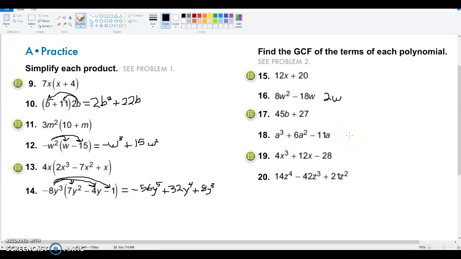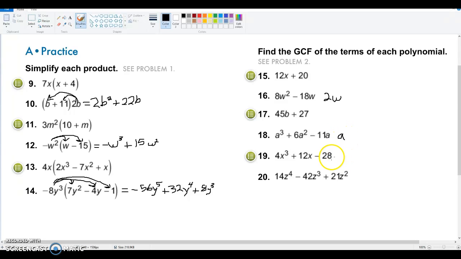We can work out the next one. Pause it, work out number 18, and then restart the video. So number 18, we have a cubed plus 6a squared minus 11a. Okay, this last term has no constants in it, so the only thing you can factor out is a variable. We've got an a in everything. We don't have an a squared in everything, so our biggest factor is the a. So our greatest common factor is a.